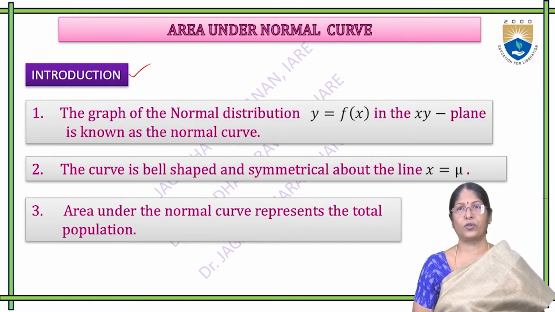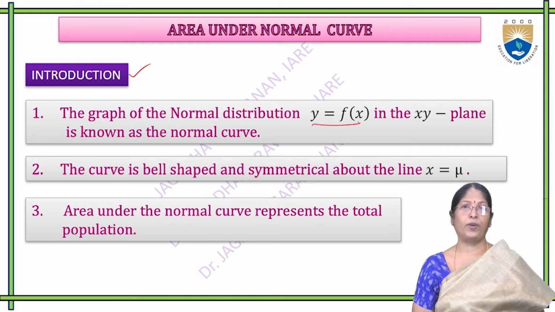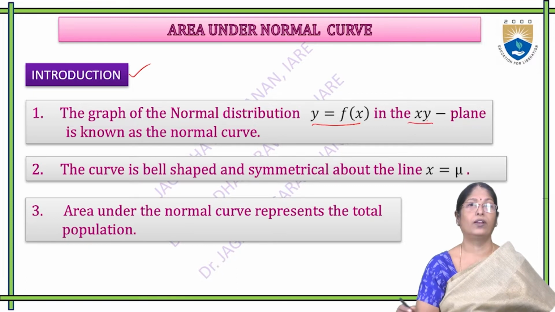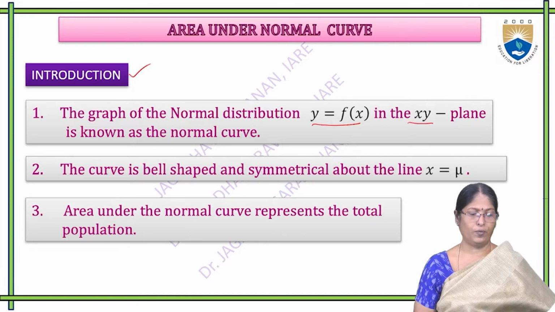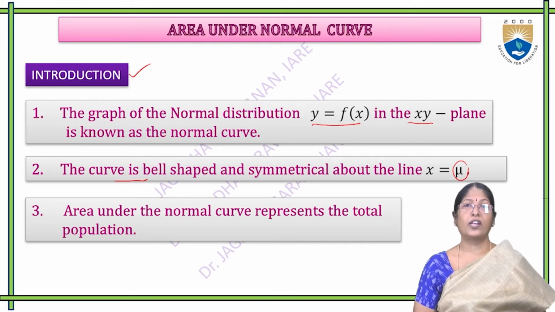The graph of the normal distribution y equal to f of x, in the xy plane, that is two-dimensional, is known as the normal curve. The curve is bell-shaped and symmetrical about the line x equal to mu. Mu is nothing but the mean. The area under the normal curve represents the total population. So the entire area, the total probability, is 1. These are the points regarding the normal curve.